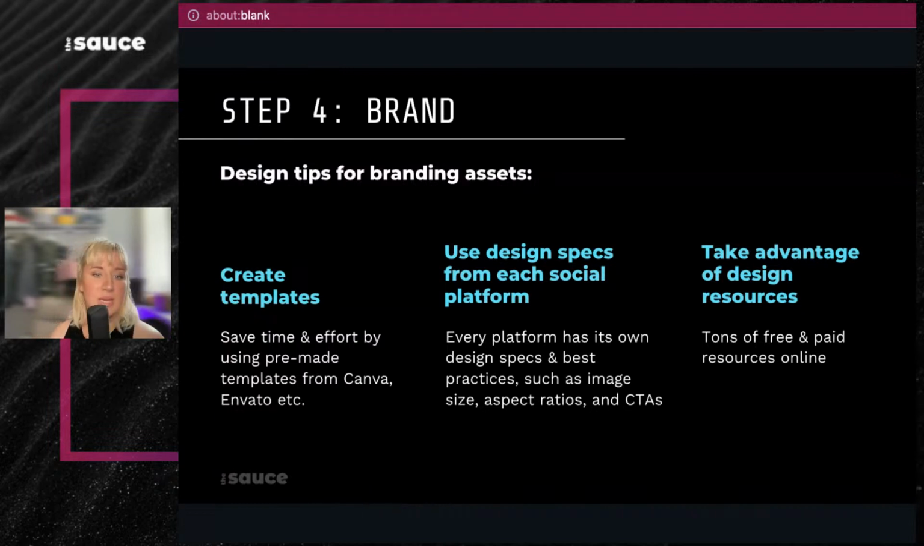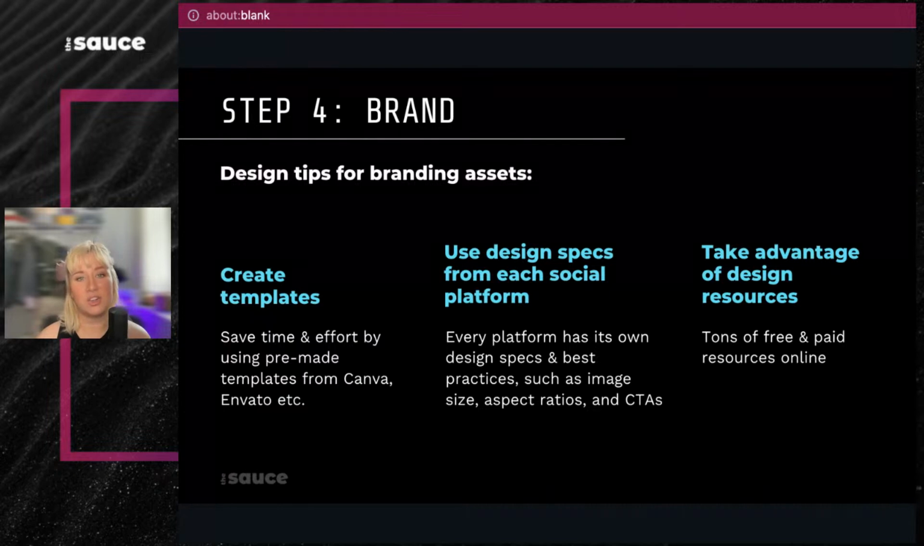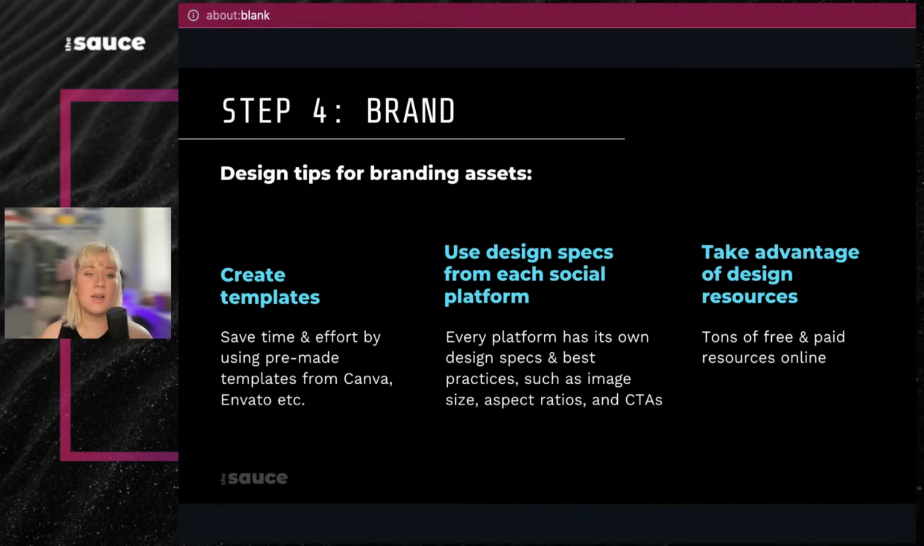Tip number 2 is design specs for each social platform. This is always a tricky one, because you could have the most beautiful visual branding in the world, but if you're not applying it according to design specs and best practices for some of your content channels like YouTube or Twitter, then it might totally miss the mark. So definitely pay attention. You can access all of those specs, things like sizing, aspect ratios, file type, even call to actions.